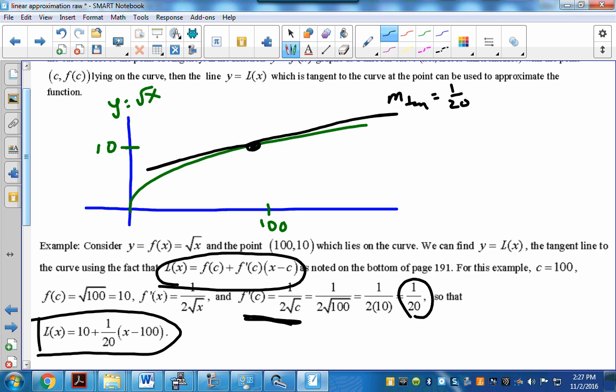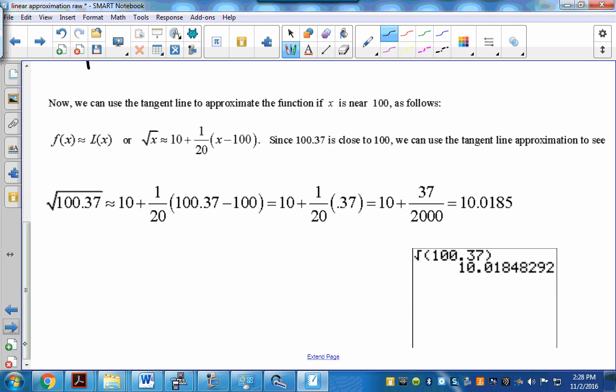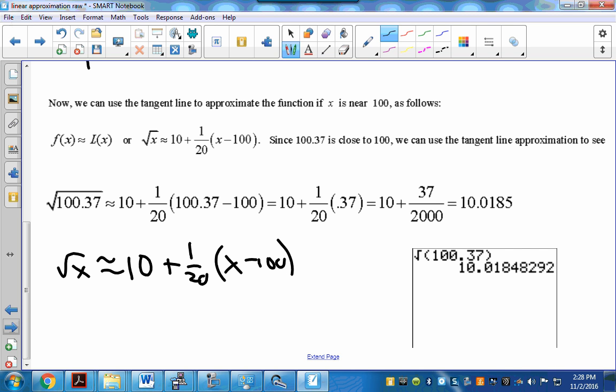Okay, where are we? That's the y-coordinate right there, right? Y-coordinate is 10. The slope is 1/20th, x minus 100. So you can use that to go ahead and approximate, right? The square root of x is approximately equal to 10 plus 1/20th times x minus 100. So if I want the square root of any number close to 100, the key is x is near 100, then you just put it in there.